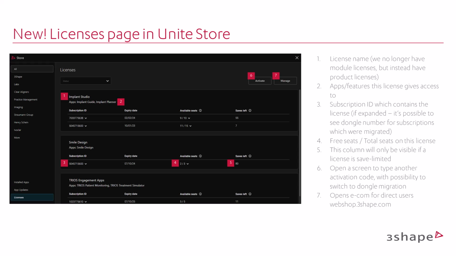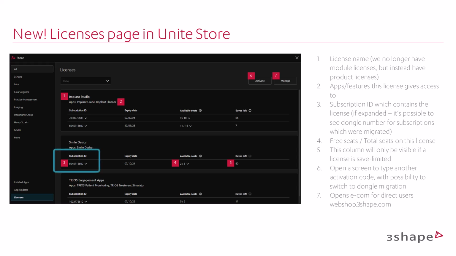The new license page available in Unite store offers a comprehensive overview of license statuses for both users and support teams. It includes the following information: license name. We have transitioned from module licenses to product licenses. For example, Implant Studio provides access to apps such as Implant Studio Guide and Implant Studio Planner. Apps and features. This section specifies the apps and features accessible with the license. For instance, a license named Studio grants access to Implant Studio Guide and Implant Studio Planner.